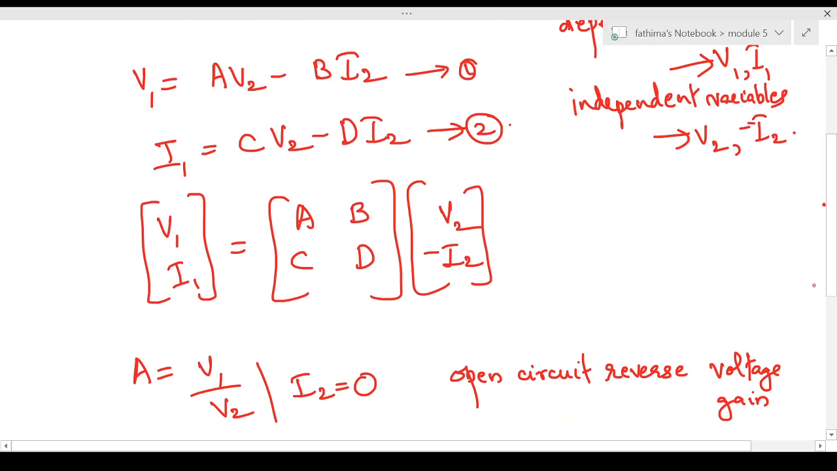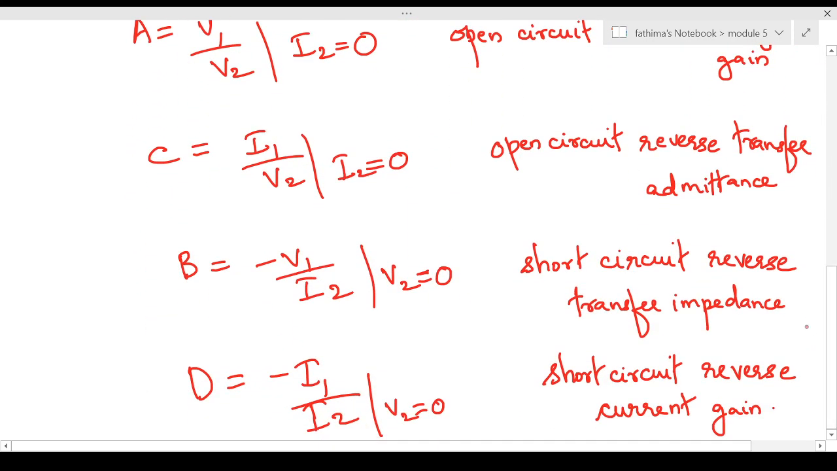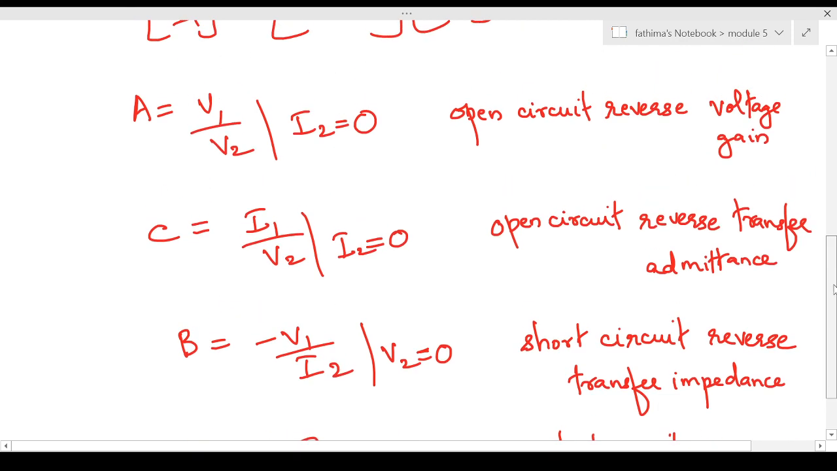And in order to find B and D, we have to set V2 equal to 0. V2 equal to 0 means we have to short circuit the output port. So we will get B and D. From this equation it is clear that B will be equal to minus V1 divided by I2 and D will be equal to minus I1 by I2, both with V2 equal to 0. And now we'll name these A, B, C and D.